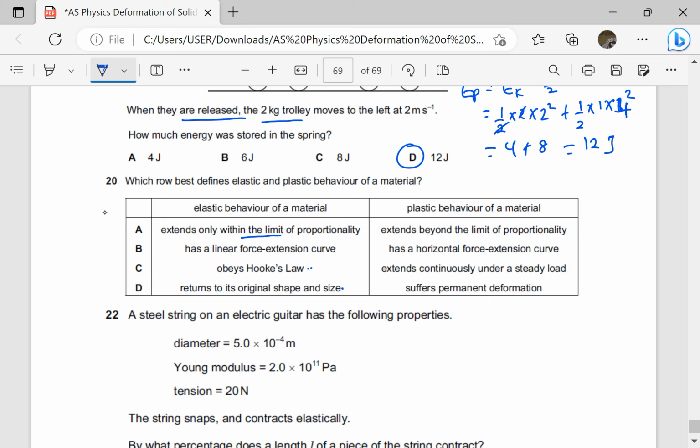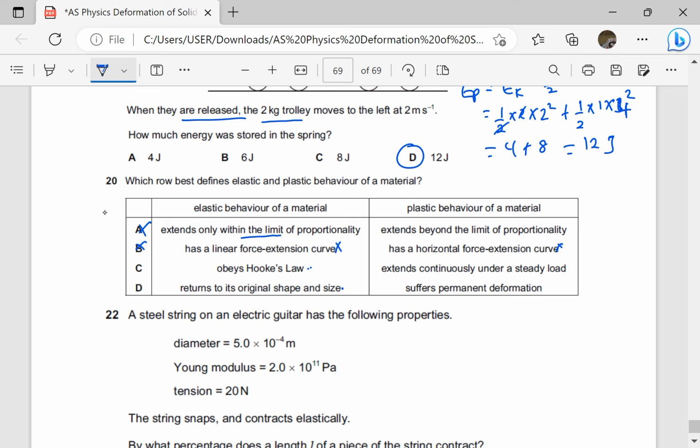Okay, let's check the plastic. Extends beyond the limit of proportionality, which is true, but we have already eliminated A. Has a horizontal force extension curve. Okay, has a linear force extension curve. Rubber does not have a linear force extension curve, but it shows elastic behavior. So this one is also out.